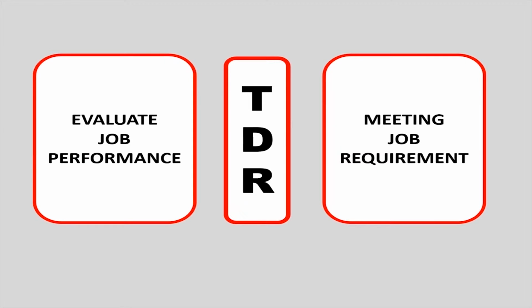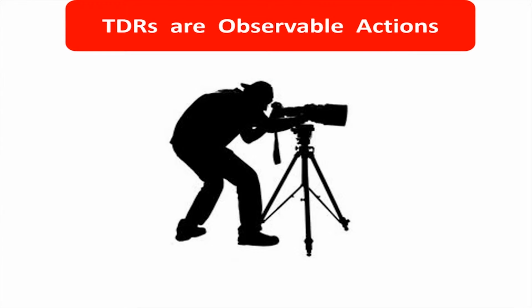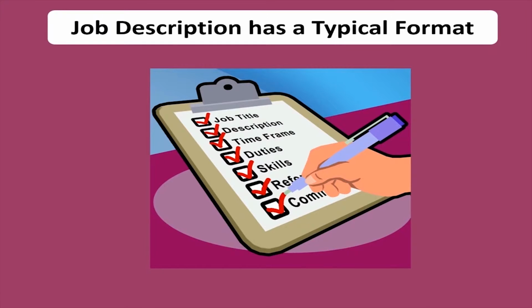For example, a news photographer's job requires the job holder to use a camera to take photographs. If you were to observe someone in that action for a day, you would almost certainly see some pictures being taken. Well, a job description has a typical format.